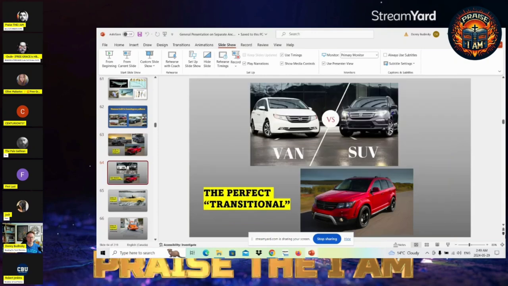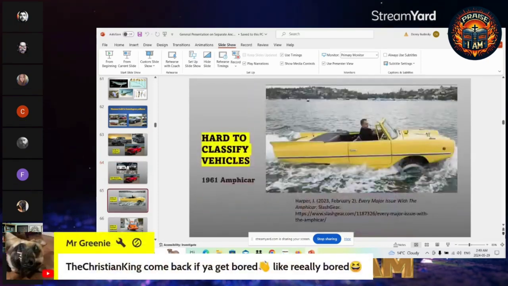A couple examples: the crossover SUV. Is a crossover SUV an SUV, or is it a van? No, it's something in between. But the thing is, it's not that the SUV is evolving into the van. It's that the van is a good design. The SUV is a good design. They both meet a general need. And so is your crossover.